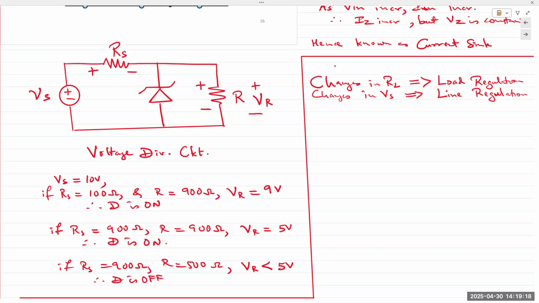So based on these variations, there is a maximum and a minimum value for both RL and Vs. Okay, there's a maximum and minimum limit to both RL and Vs. So far, so good.